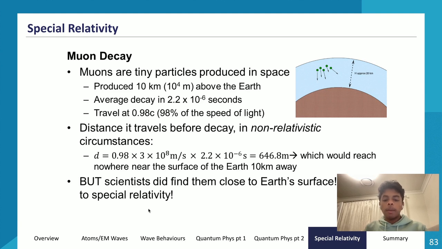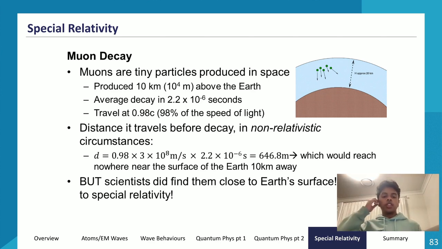But scientists found them much closer to the Earth's surface thanks to special relativity. So let's think about how this works, right? They travel at 0.98 c. So let me just quickly check. Yes, if they are traveling at 0.98 c, then they're traveling at relativistic speed. This is where special relativity becomes quite obvious. These are speeds where the differences made by special relativity become quite obvious.